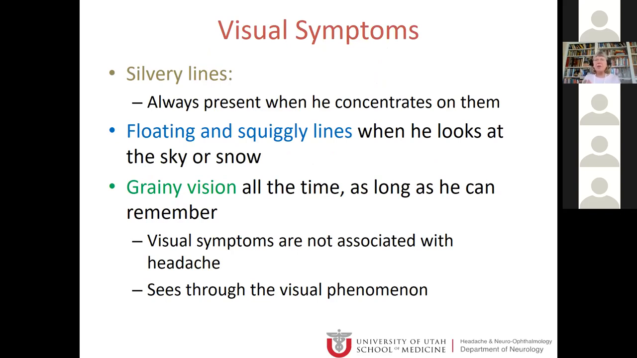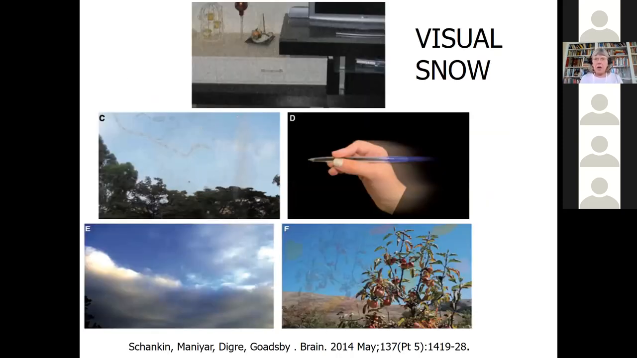But he has these silvery lines that are present when he concentrates on them. Then he gets floaters or squiggly lines, especially if he looks at the sky or at snow when he goes skiing. And he's had grainy vision all the time, as long as he can remember. These symptoms go on all the time, without or with a headache, and he sees through them. He says, "Mom, I can drive because I can see perfectly normally. I'm 20/15."